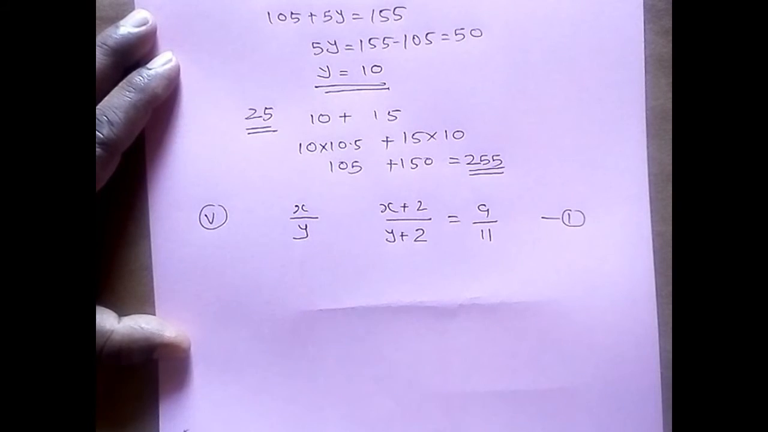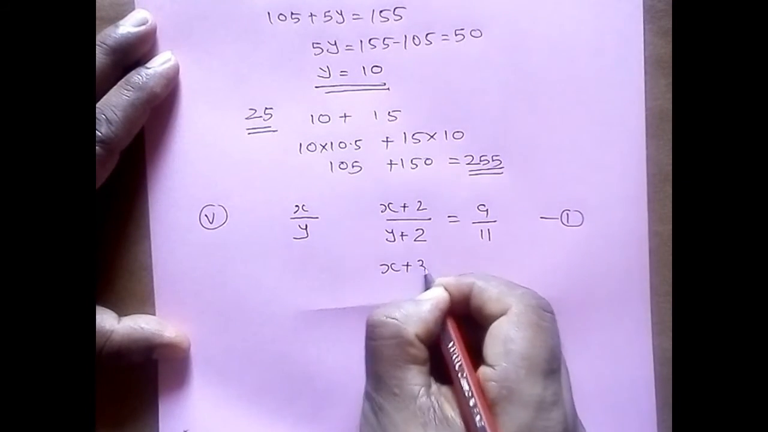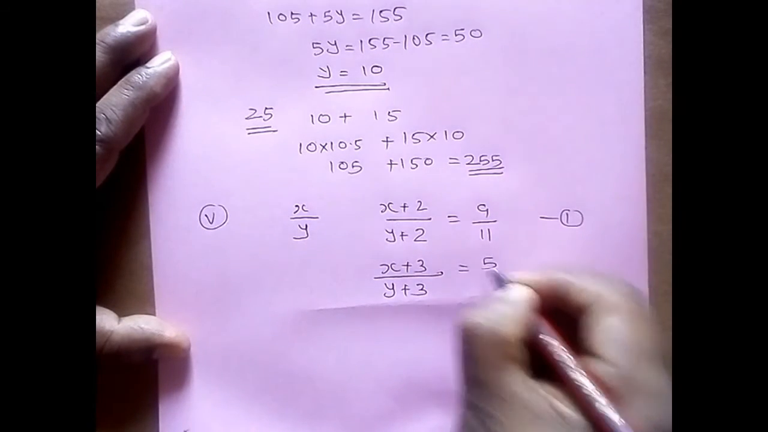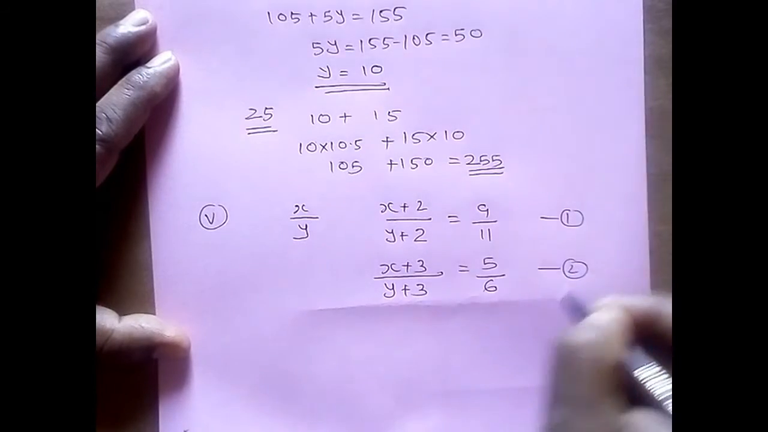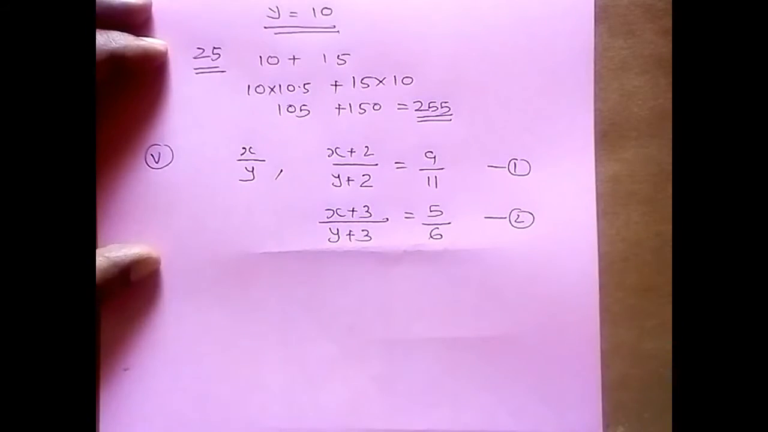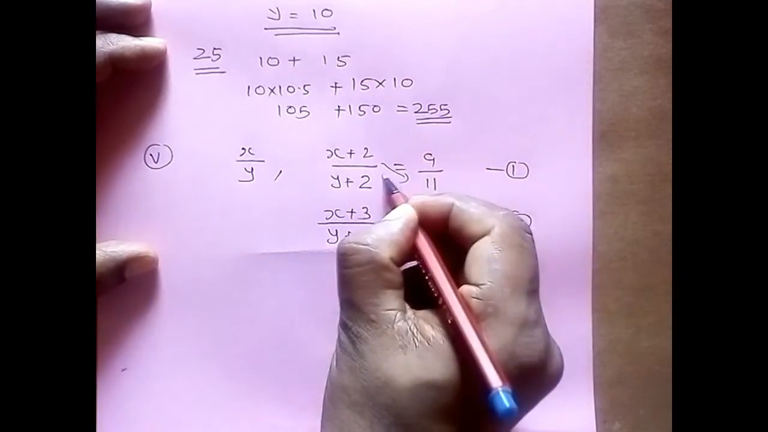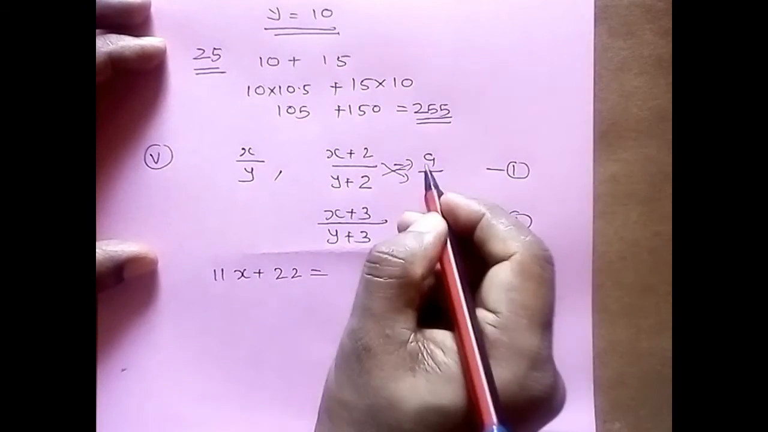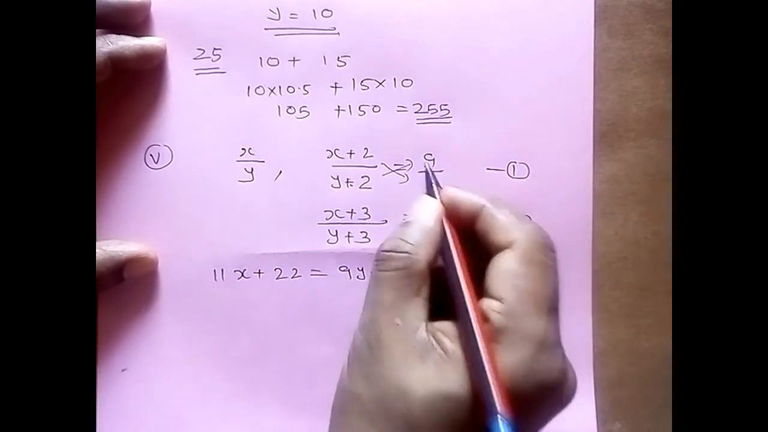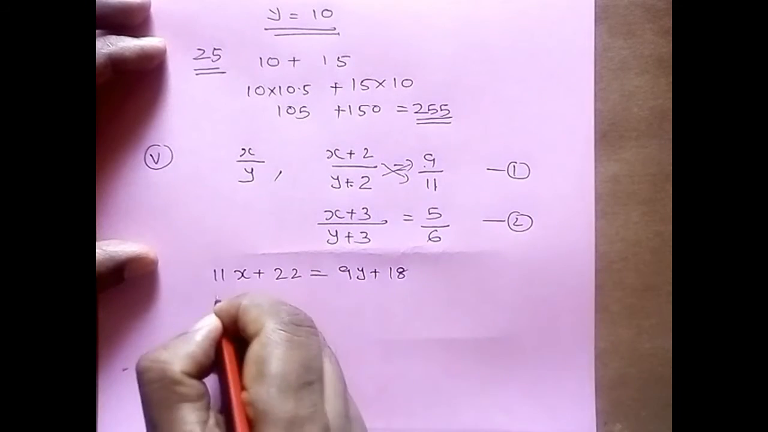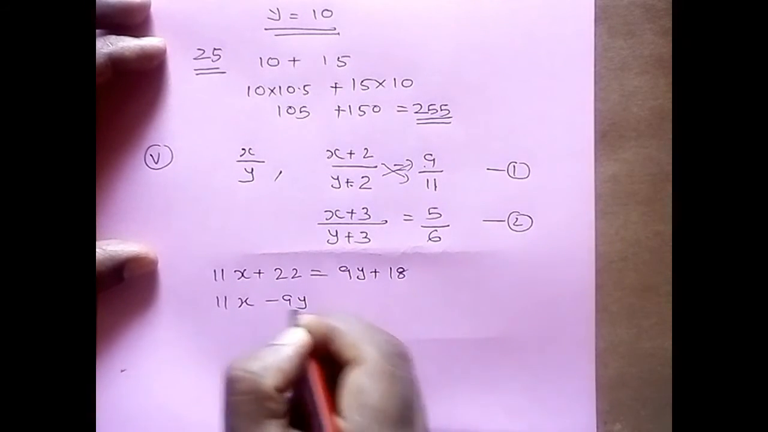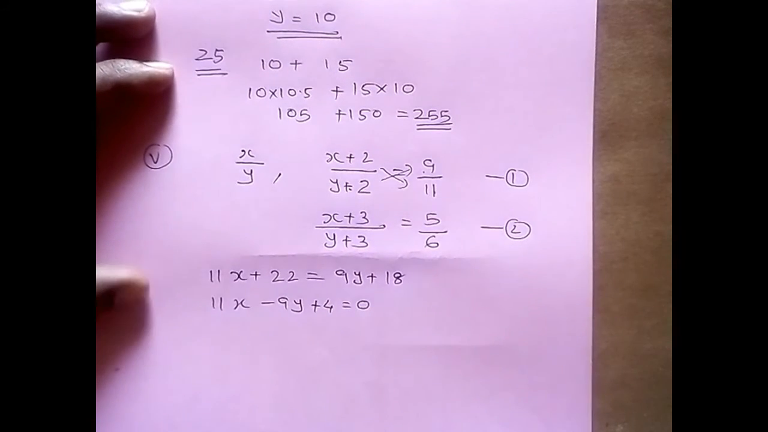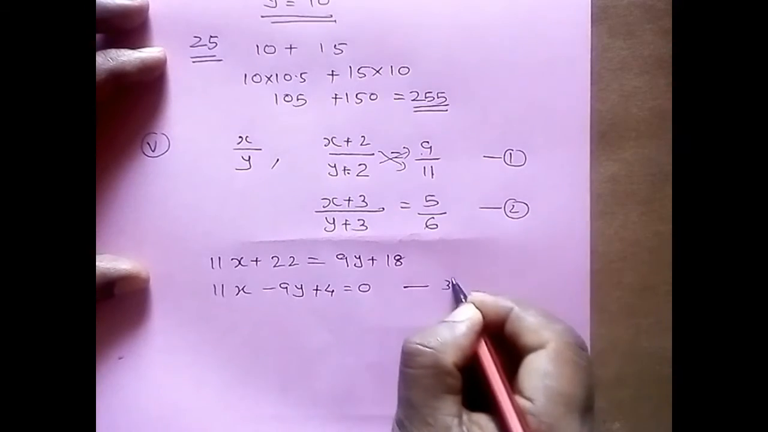Again, if 3 is added to both numerator and denominator, that means (x plus 3) upon (y plus 3) is equal to 5 by 6. That is equation number 2. Now from the first equation we can cross multiply: 11 into (x plus 2). That means 11x plus 22 is equal to 9y plus 9 into 2, 18. That means 11x minus 9y plus 4 is equal to 0. This is equation number 3.